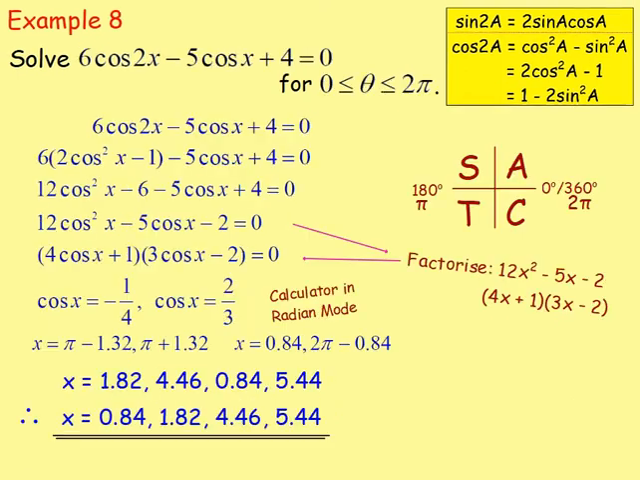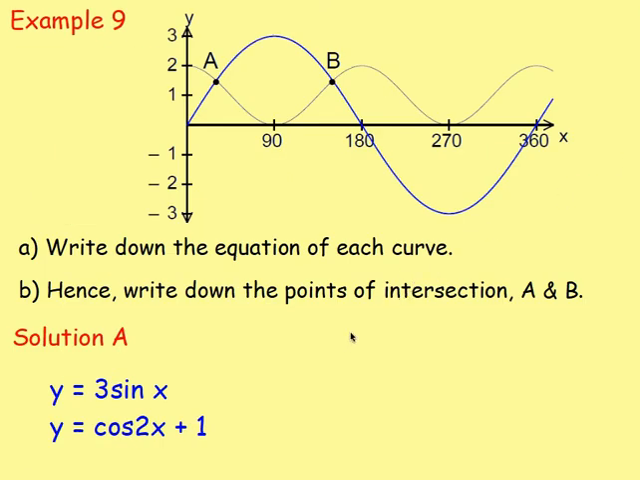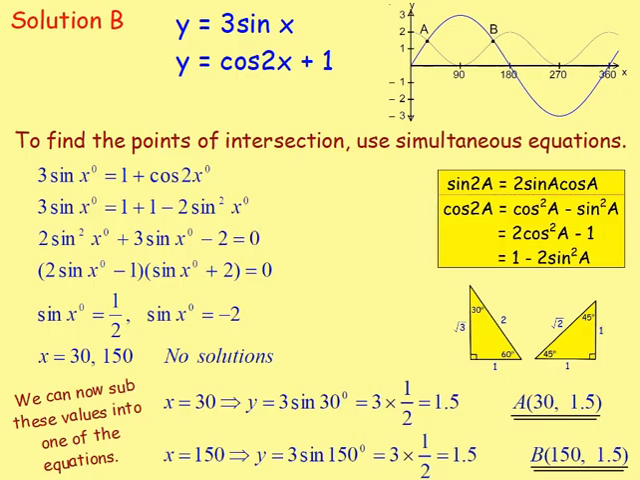Example 9, write down the equation of each curve. Well, writing down the equation of the curve should be easy enough. You know you're going between 3 and -3. There's one cycle of the sine graph. For cos 2x, you know that equation as well. You should be able to get the equation, and then from there you want to find out the points of intersection.